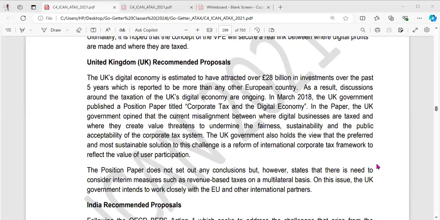Now we have the United Kingdom proposal, and the United Kingdom proposal is estimated to have attracted over 28 billion in investment over the past 5 years. As a result, discussions around the taxation of the UK digital economy are ongoing. But the UK government opined that the current misalignment between how digital businesses are taxed and where value is created threatens to undermine the fairness, sustainability, and public acceptability of the corporate tax system. So there is still a misalignment as to who gets the tax, whether it is where the value is created, or where it is being consumed.